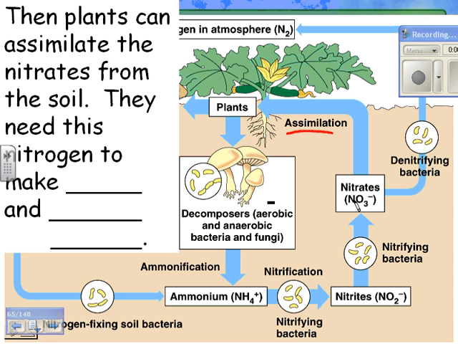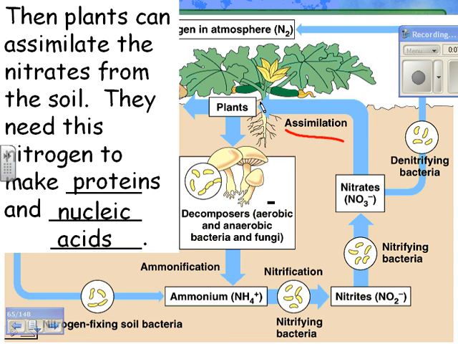Assimilation means to take this nitrogen and take it into your body and make it part of yourself. So plants can assimilate the nitrates from the soil, and they need the nitrogen to make some things. Remember in the beginning of the year we talked about carbohydrates, lipids, proteins, and nucleic acids. And we said carbs and lipids are made out of carbon, hydrogen, and oxygen, but proteins are made out of CHON, and nucleic acids are made out of CHONP. So they both have this nitrogen that they need. Plants and animals need nitrogen for proteins and for nucleic acids. And so that process of taking in these nitrates is called assimilation.